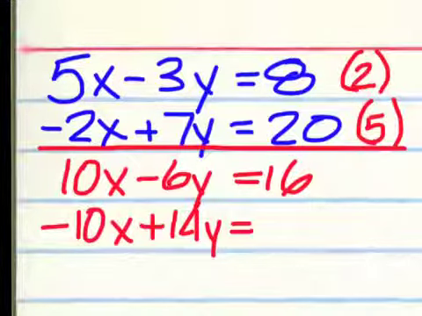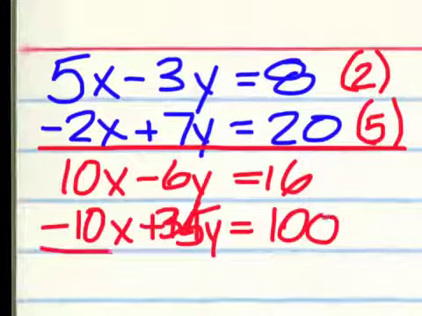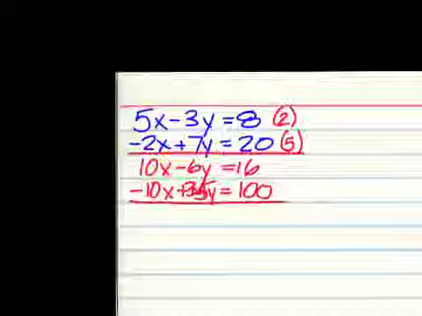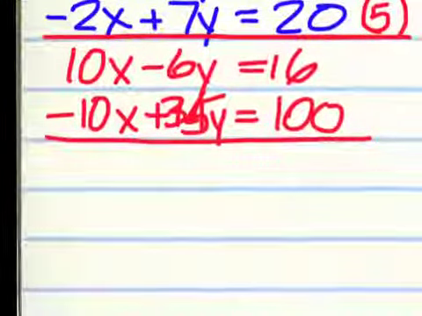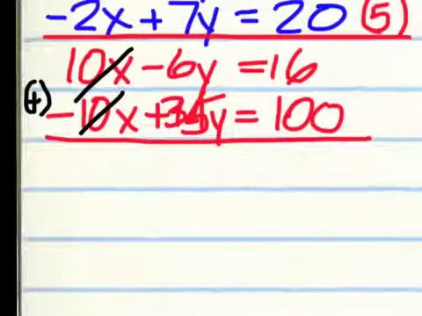Oh, that should be a 35 there. We'll make that a 35. There we go. And then 100, yes. Negative 10x plus 35y equals 100. What operation do we need? Addition. So these will cancel out, and what am I left with in terms of y when I add?